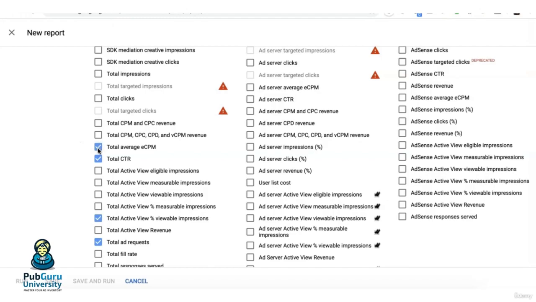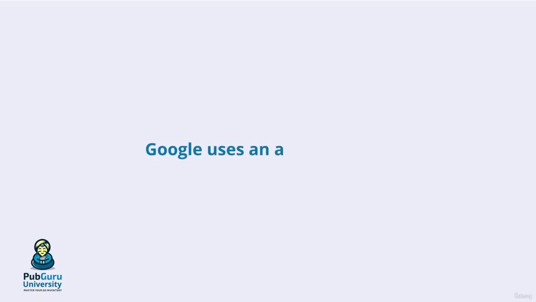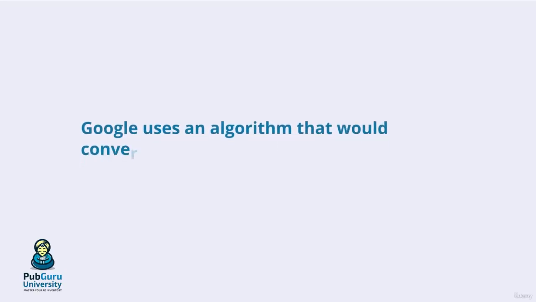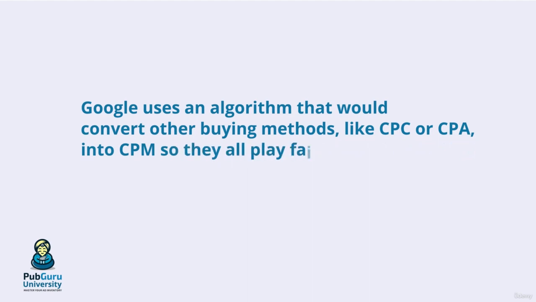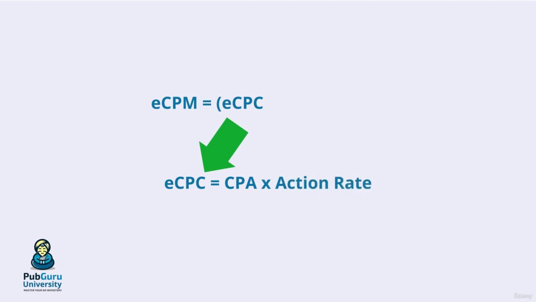Next is the total average eCPM. eCPM, or effective CPM, is calculated with an algorithm that Google is using to convert other buying methods like CPC, or cost per click, CPA, or cost per acquisition ads, into CPM so they can all play fair in the auction. So effective CPM is calculated as eCPC, or effective CPC, which is calculated by CPA times the action rate, multiply that by the CTR, or click-through rate, times 1,000, you get the eCPM.